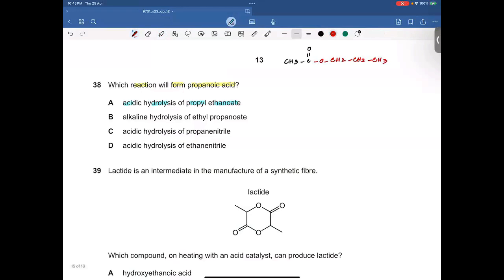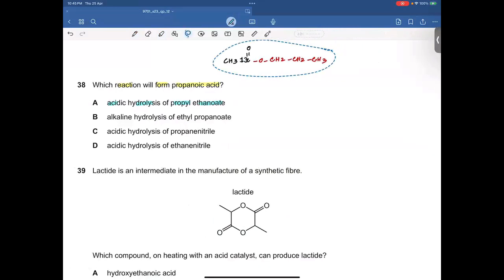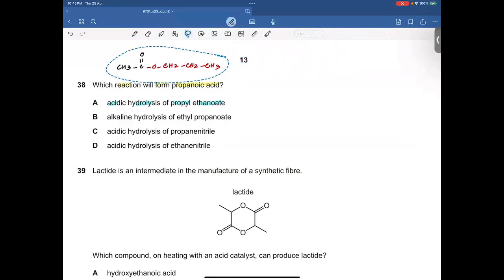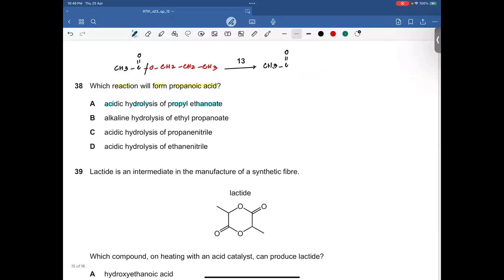That means on acid hydrolysis, I'll break this bond and you will get what? Ethanoic acid. The examiner is asking for propanoic acid, which means A is incorrect because I'm getting ethanoic acid instead of propanoic acid.